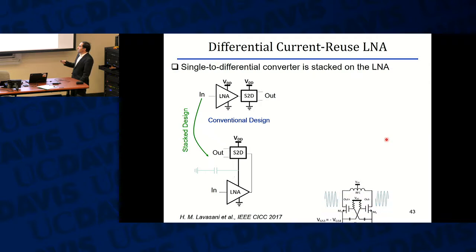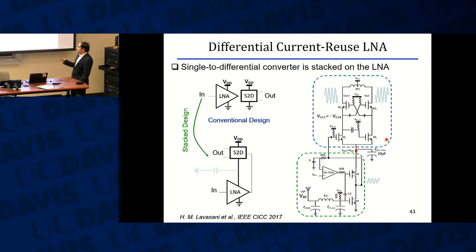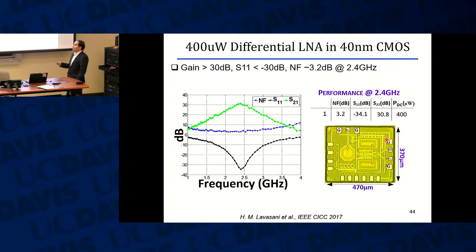This LNA, which is shown here, has two parts. This is the LNA section, and this is the single-ended to differential section. In less than 400 microwatt, we were able to get 30 dB of gain and a noise figure of about 3 dB, which is, I believe, the best in this process, the 40 nanometer process that we did.